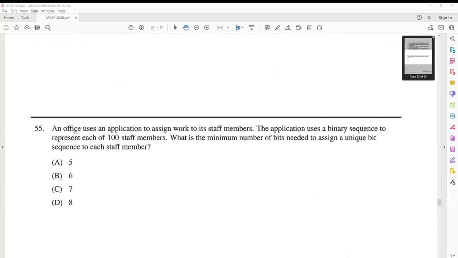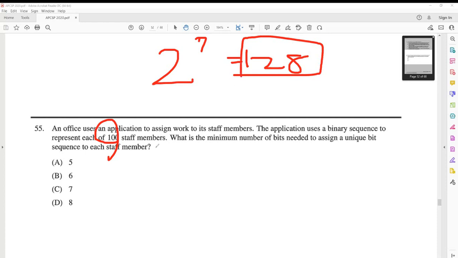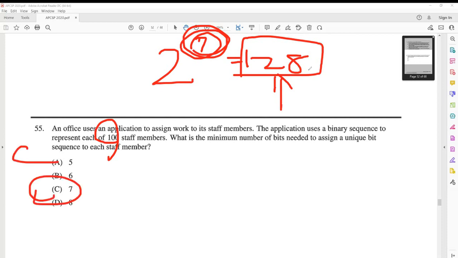Number 55, an office uses an application to assign work to its staff members. The application uses a binary sequence for 100 members. You use 2 to the power 7, that is 128. So this one is about how many bits you need: your number must be bigger than 100 when you raise 2 to the power, for the total address space. So this is 7. C is the minimum number of bits required.